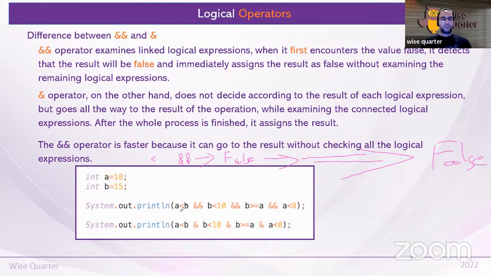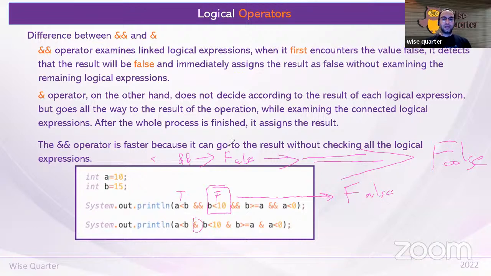Let's come here. It says A is smaller than B. A is 10, 10 is smaller than B. It is true. And we have an AND operator. It says B is smaller than 10. This is false, as you can see. When this AND operator sees a false, like this one, without checking the others, it will calculate the result as false.